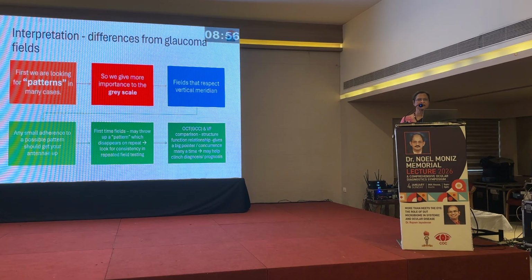First time fields in these patients may throw up a pattern which disappears when you repeat the field. So we have to be very careful about this. Look for consistency in repeated field testing.